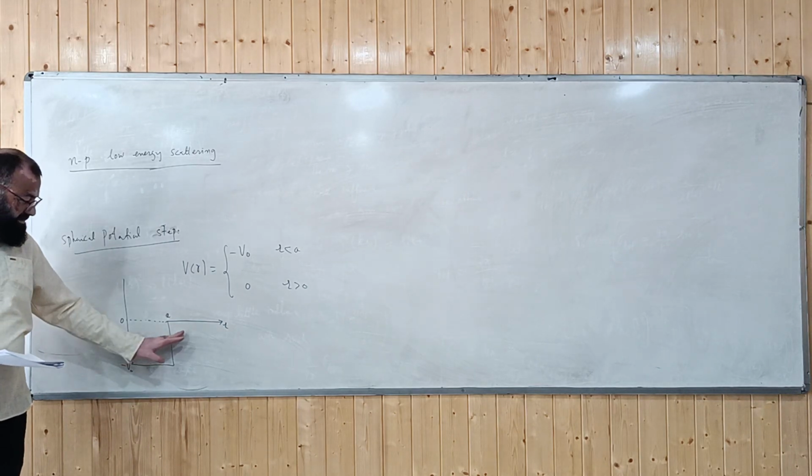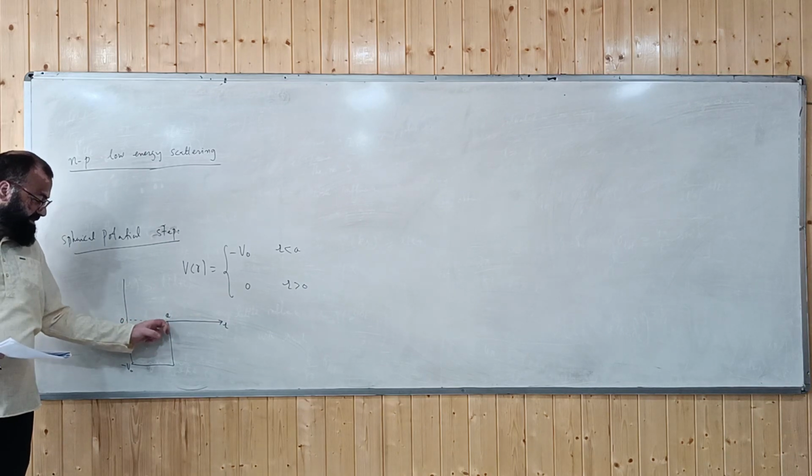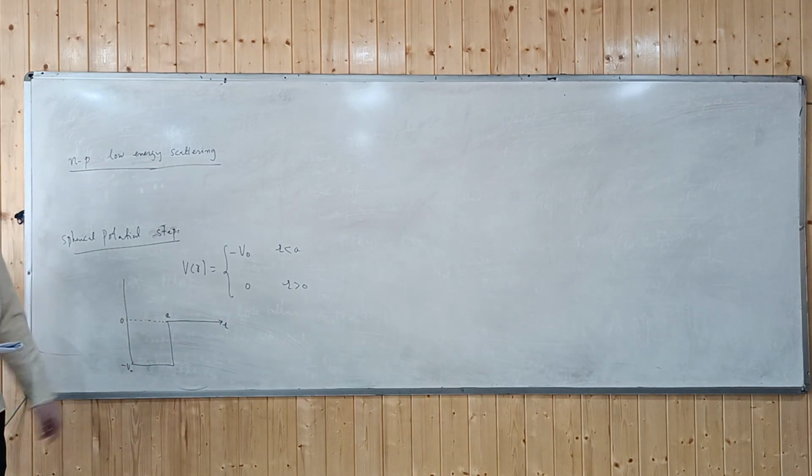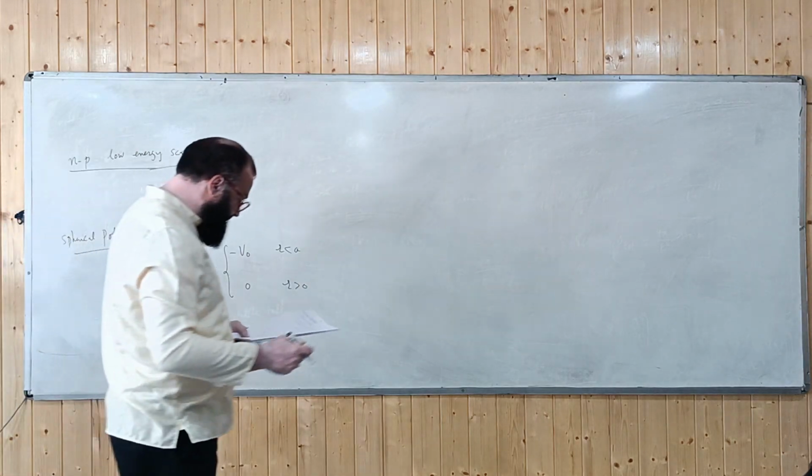V naught. Beyond that potential, beyond that point, it is 0. So that means A is the range of the potential. Clear? Okay.